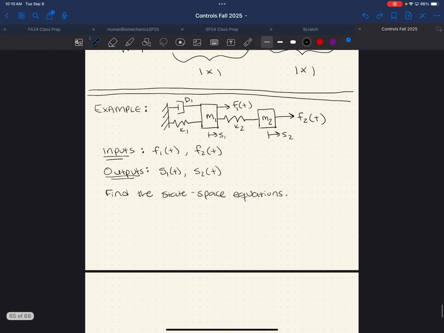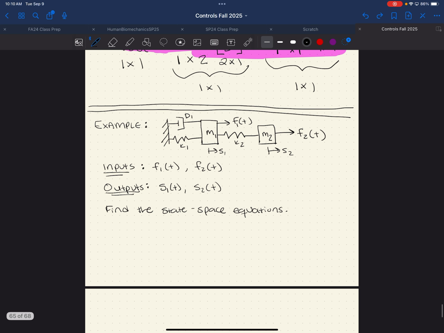All right, let's do this next one. I wish that I had erased what are the inputs and outputs. What are my inputs? F1, F2. You're so smart, Hannah. I have my moments. Yeah, I have an input force F1 applied directly to this first mass, and I have an input F2 applied directly to the second mass.